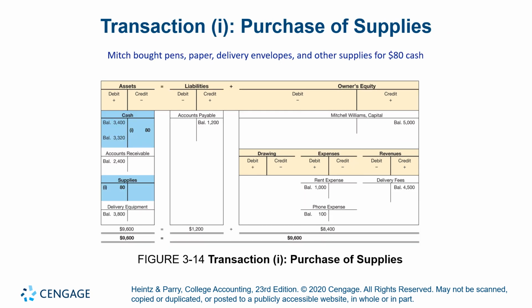In transaction I, Mitch buys pens, paper, delivery envelopes, and other supplies for $80 cash. So first and foremost, I know I'm going to be subtracting $80 in cash. So this is going to subtract over here on the credit or the right side of my asset account. So my new cash balance is $3,320. I also have a new T chart for supplies, and that is going to increase over here on the debit or the left side in the amount of $80.